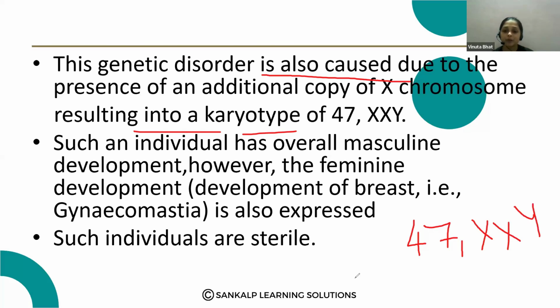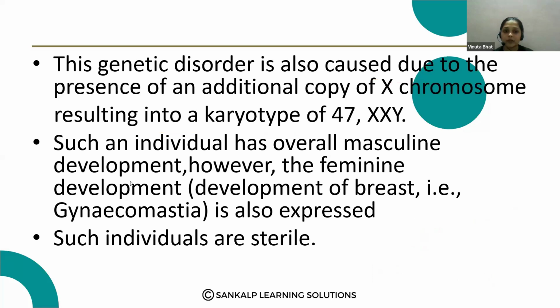Total 44 pairs of autosomes remain normal, but due to the presence of the XXY chromosomes, the total number of chromosomes will be 47. So what are the characters? They have overall masculine development, however feminine development also occurs. Development of the breast is also expressed, and they are almost sterile.